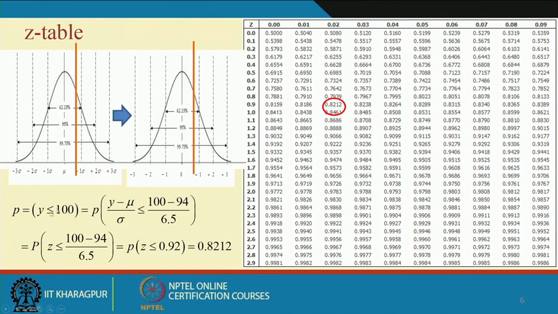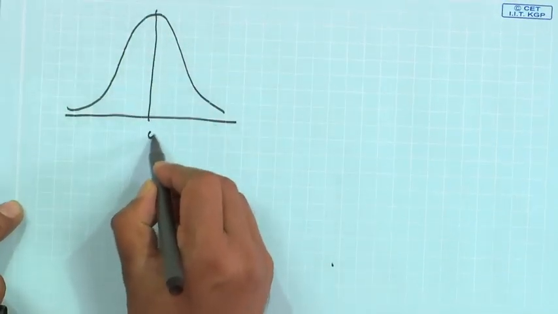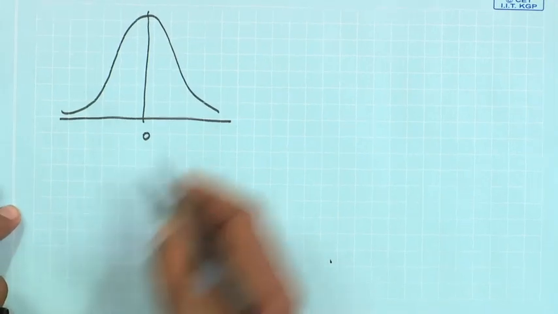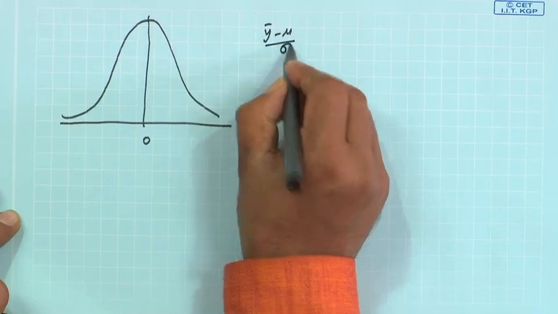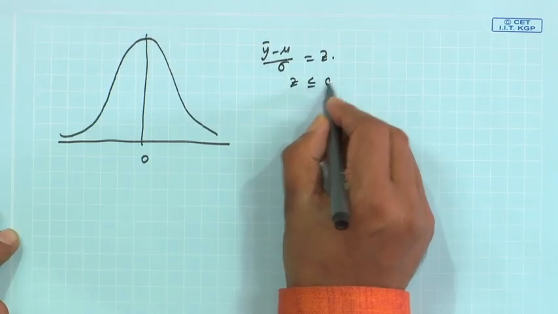So, what you require to do is convert y to z. So, y minus mu by sigma. Now, y is known, 100, the population mean is 94 and the population standard deviation is 6.5. If you put these in, you get z less than or equal to 0.92, and the probability is 0.8212. Actually, when you convert it into the z distribution, this value will become 0, and y minus mu by sigma gives the z value, here we are saying z less than or equal to 0.92.